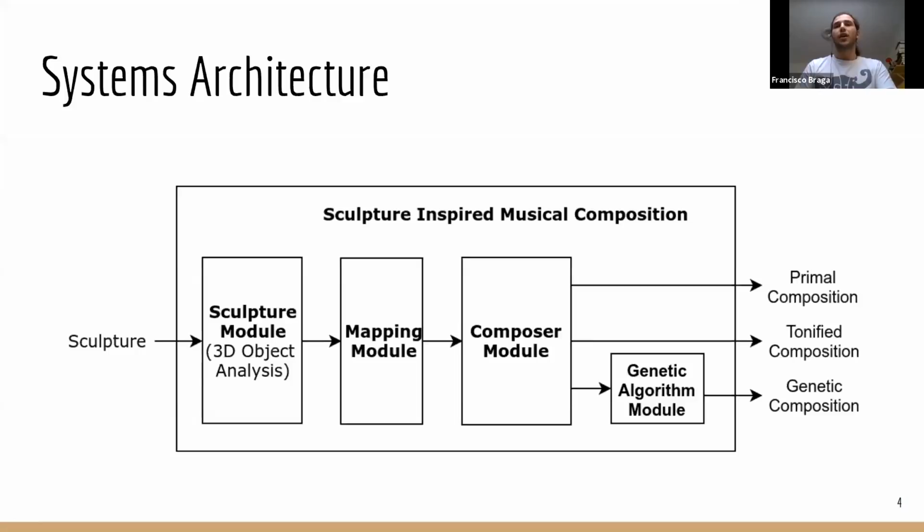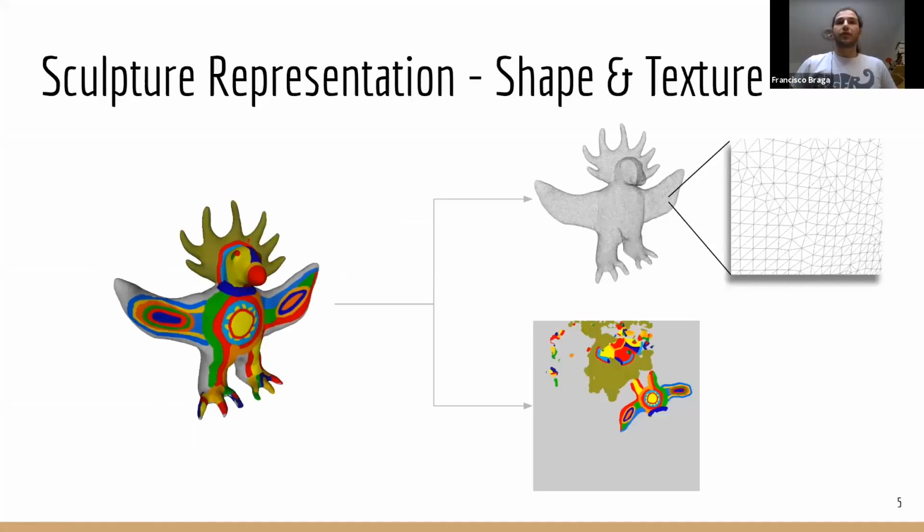First, starting with the sculpture representation, or input representation, we divide it into the shape and the texture. For the shape, we use a polygonal mesh, a triangular mesh. And for the texture, we use a 2D image. And to obtain the texture for a certain vertex in the mesh, we simply apply a 3D to 2D mapping.